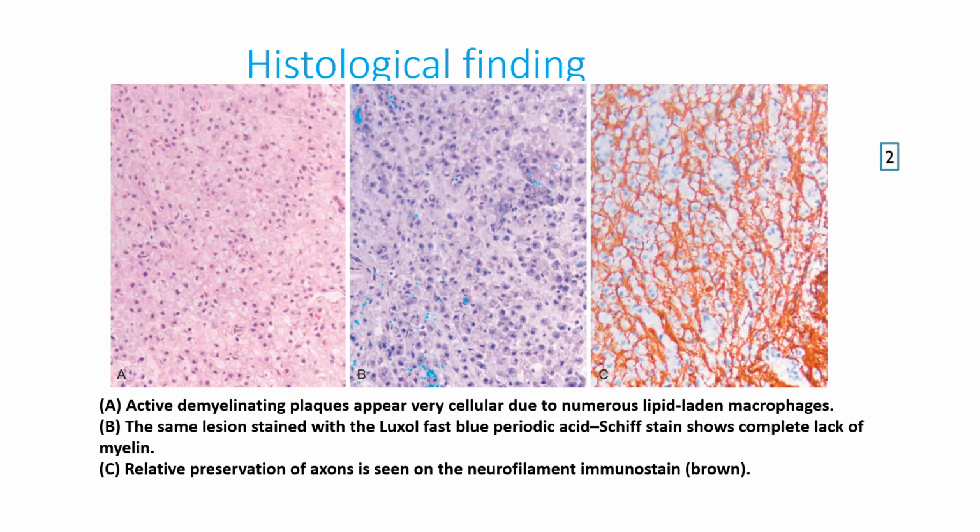This slide shows the histological finding of MS in active demyelinating plaques. It looks very cellular because of the presence of lipid-laden macrophages. You can see the clear cytoplasm of the macrophages. In the second picture, if there is myelin, it will stain blue. Now, there is a lack of myelin here. And here you can see the preservation of the axons, seen as this brown color on immunostain. So there is relative preservation of the axons.